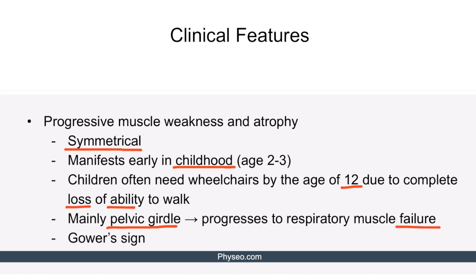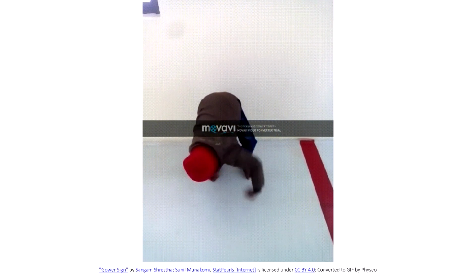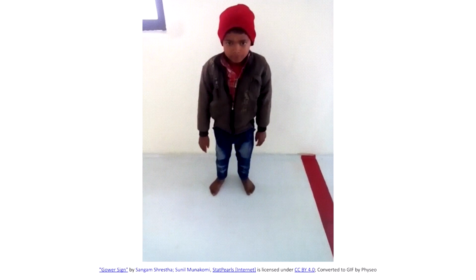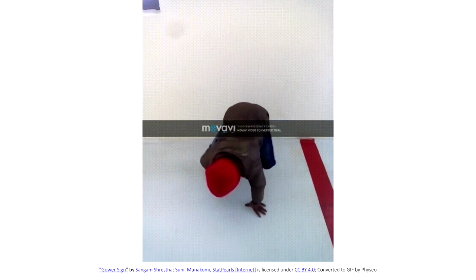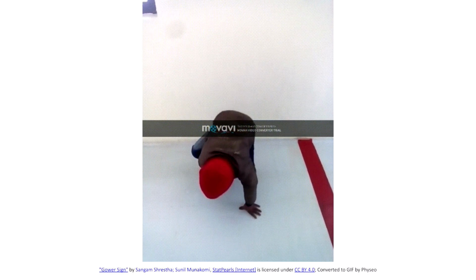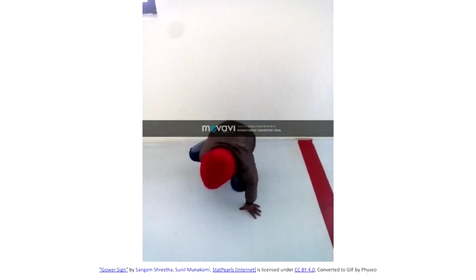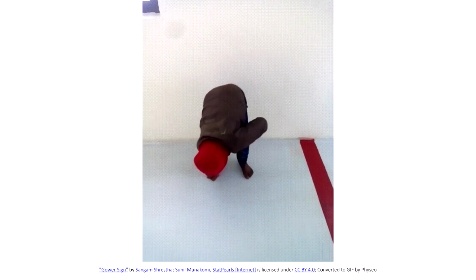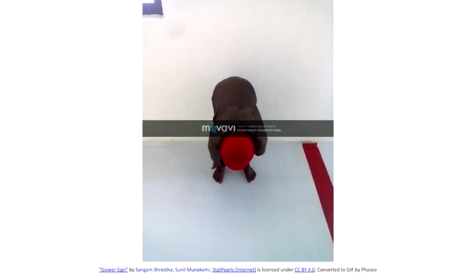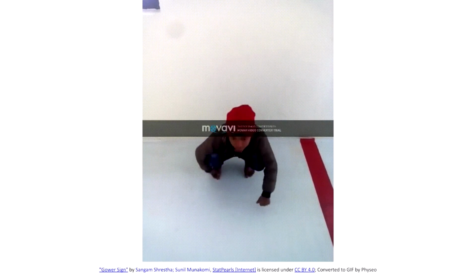A very important sign of this disease is Gowers' sign, and this refers to the steps that affected patients take when trying to stand up from a seated position. Here is a GIF of a patient with DMD showing Gowers' sign. So notice that this is an image of a patient with Duchenne muscular dystrophy, and the patient is initially on his hands and knees and then goes from this position to trying to stand. And notice that the patient has to support himself by holding his thighs and using his hands in order to eventually reach the standing position.